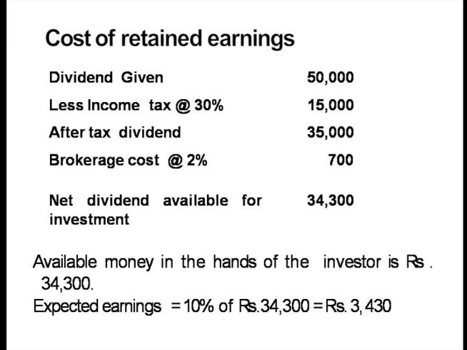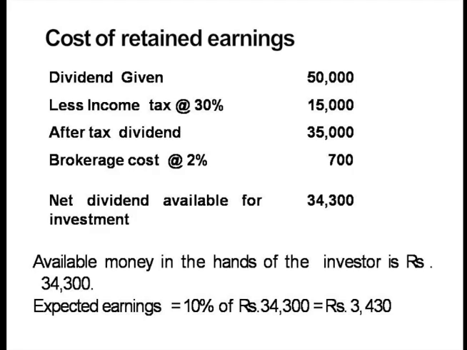So this is basically the money available for the investor or shareholder. Now the expected earning given in the question is 10%. Correct. So 10% of what amount? The net earning available for the investor, that is 34,300. So their expected earning is 3,430, that is 10% of 34,300.